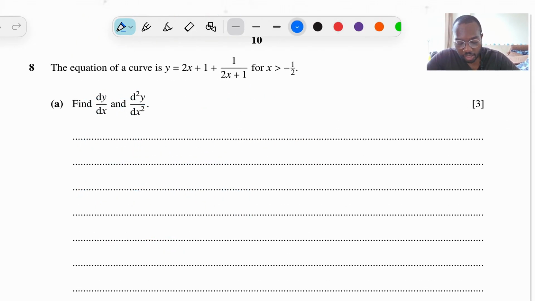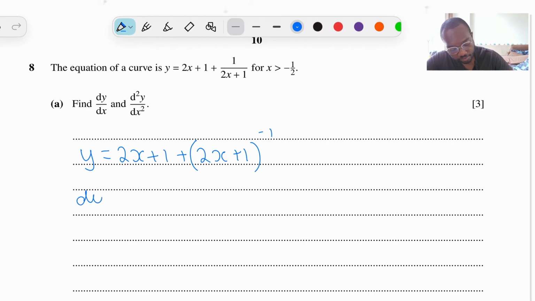Okay, for this question, we need to work out dy over dx and d squared y over dx squared. So for y, I'm just going to rewrite this as 2x plus 1, and then that will be plus 2x plus 1 to the minus 1. And now let's work this out. So dy over dx would just simply be 2, and then the 1 would cancel out. Then we get 2 times minus 1, so that would be minus 2, and then in brackets we still have the 2x plus 1, and that will be to the minus 2. So that's dy over dx.